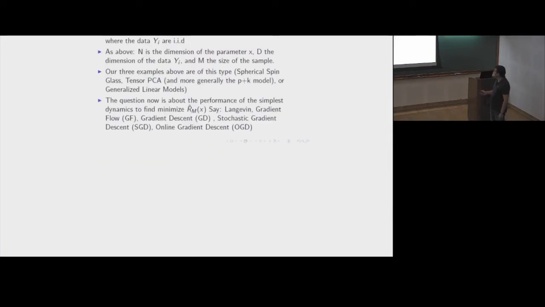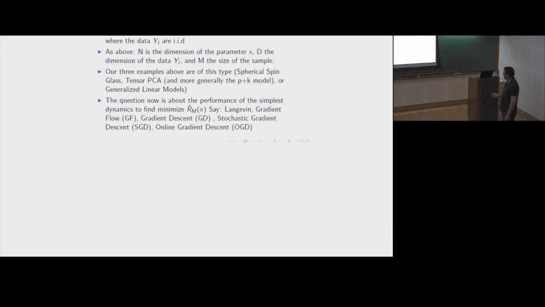And also the P plus K model, which was a little academic model, but of the same type. So the question now is to understand the performance of the simplest dynamics, the plain vanilla dynamics, to find the minimum, if possible, of this random function, which is the empirical loss. So I will say a few words, and I've already said some, about Langevin, gradient flow, gradient descent, stochastic gradient descent, online gradient descent. And as I say, I don't have much to say on the real hard stochastic gradient descent when you reuse samples and all that. This is coming later.